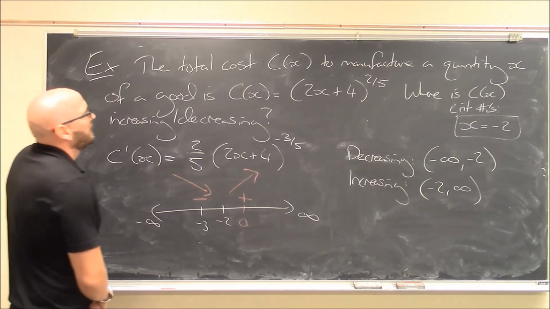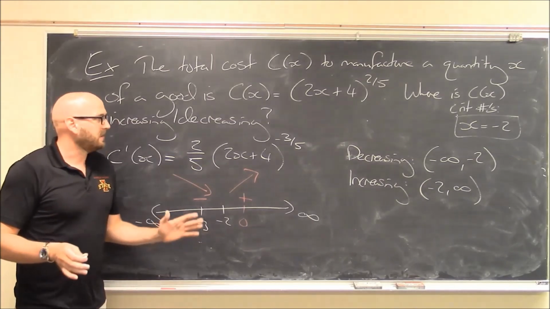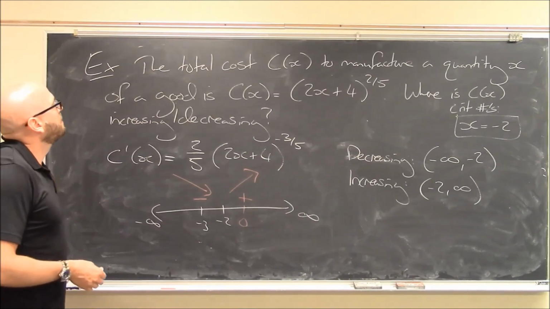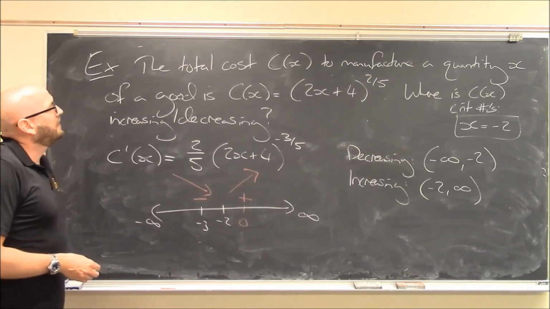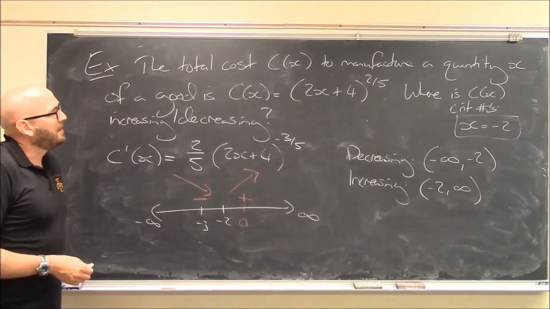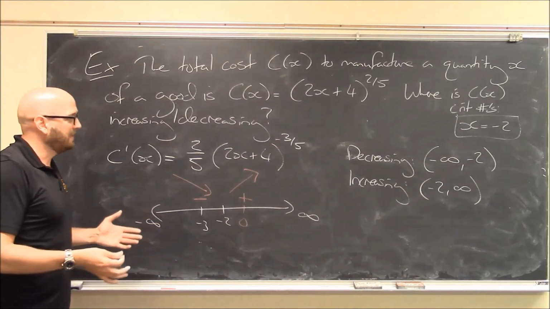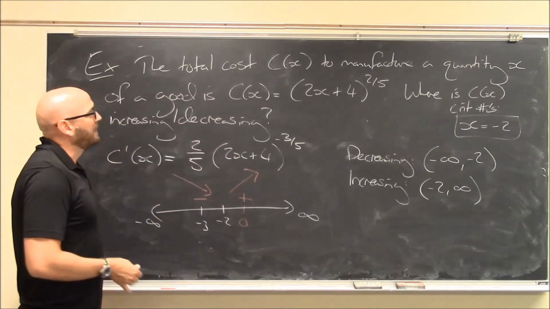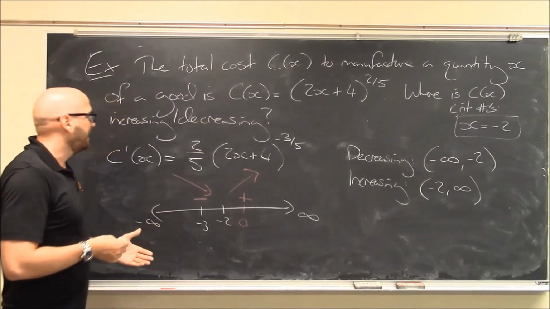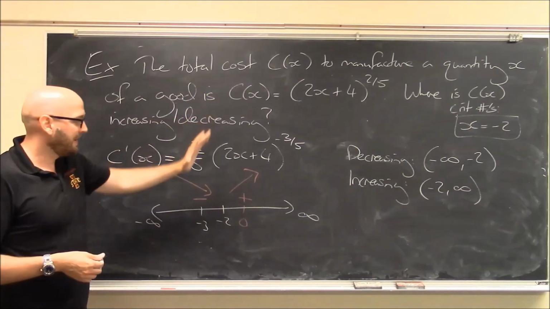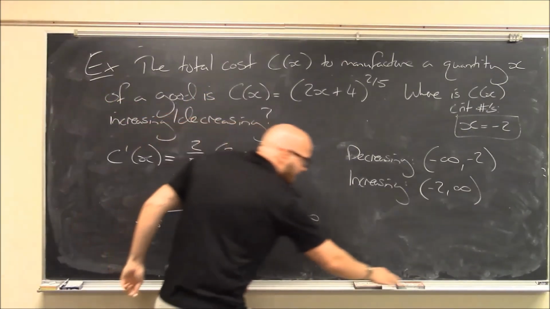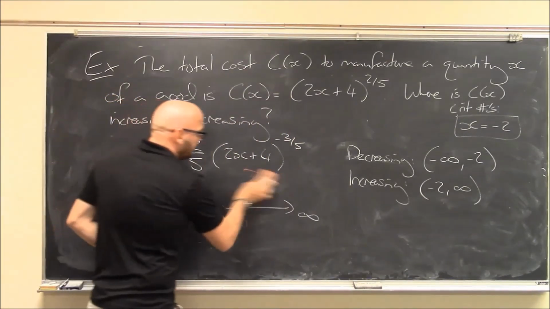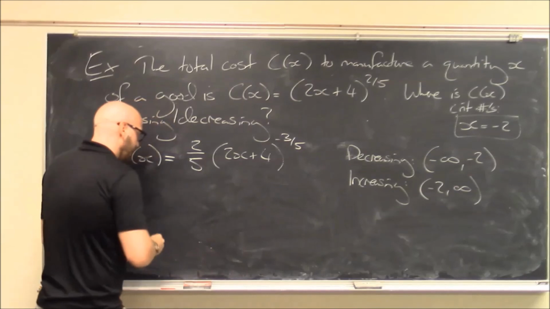Let me say one more thing before I wrap up this video. This is a pretty long one. Typically, you wouldn't consider manufacturing a negative number of goods, right? So, depending on how you interpret this problem, maybe on the way it's stated, you might interpret the domain of this function as just going from 0 to infinity, right?